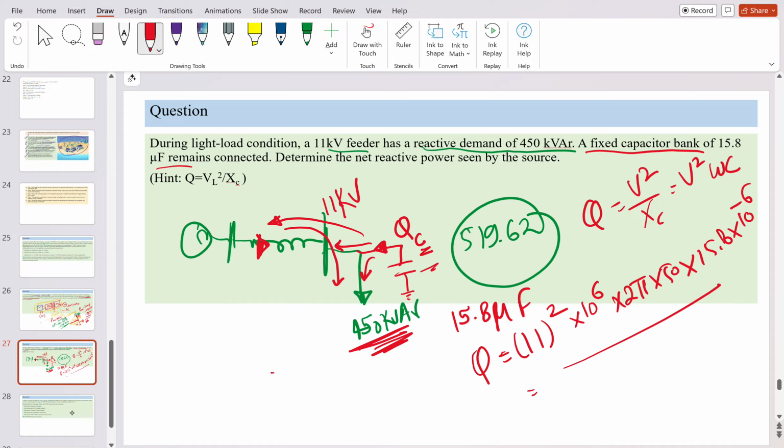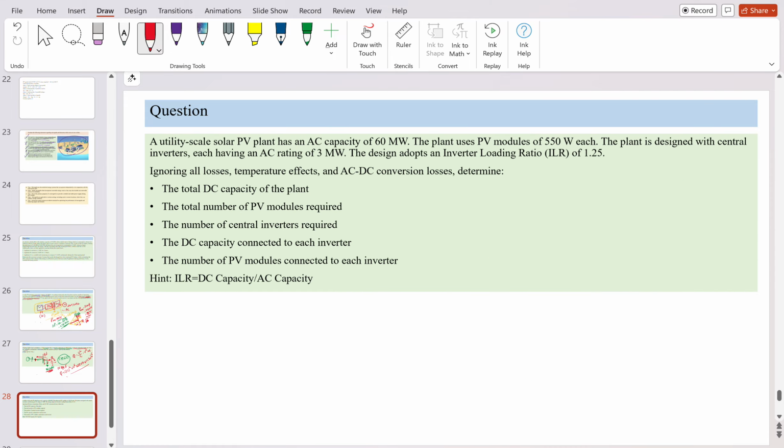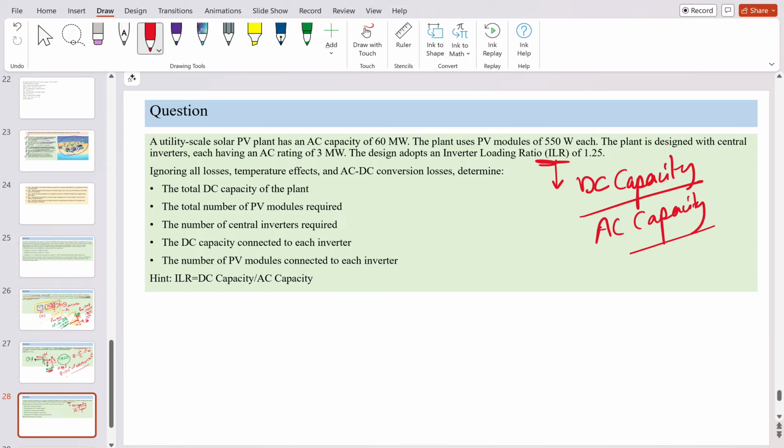So let's move further. Try to solve this last problem. Here, just remember that the ILR, inverter loading ratio, is basically the DC capacity divided by the AC capacity. Let's try to solve this. First find the first part, then the second, third, fourth, like this. Read the problem thoroughly first.